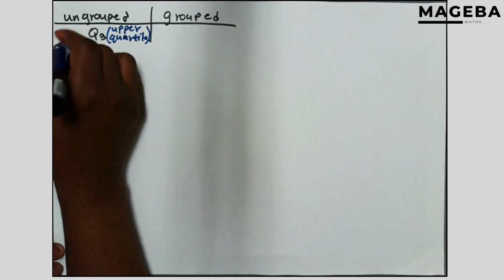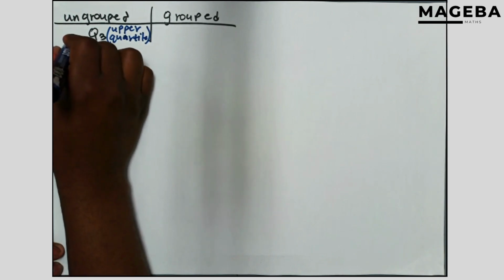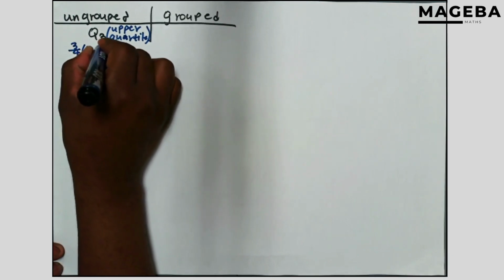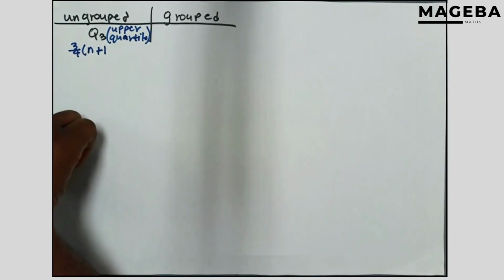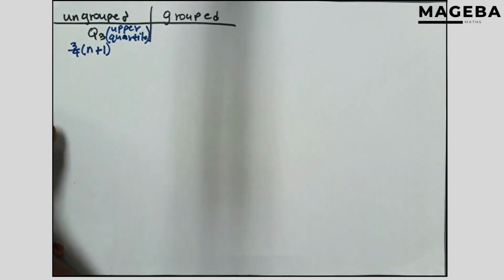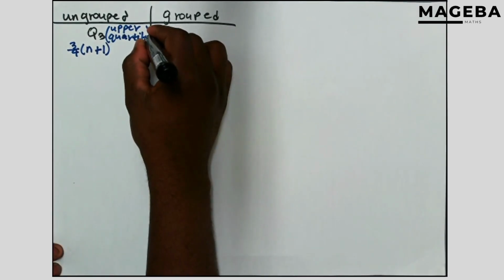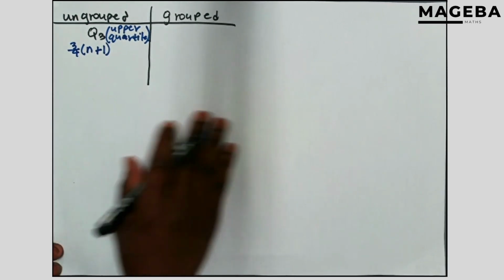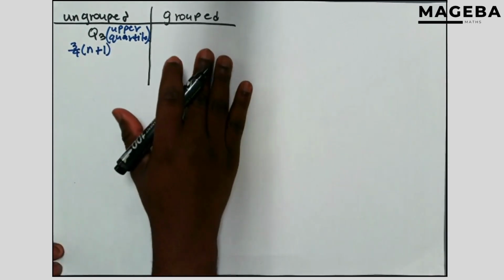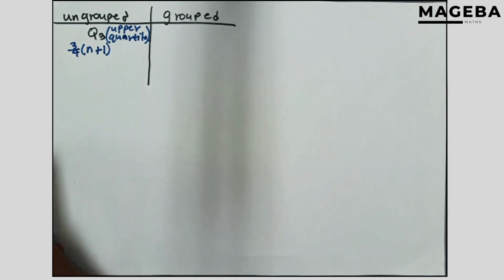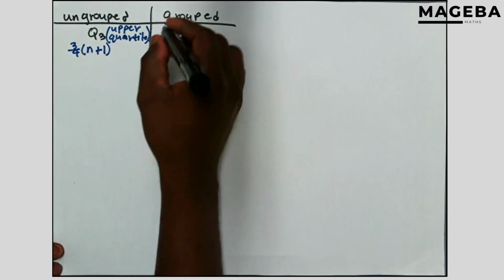Then how do we find Q3? Remember, on the ungrouped, it's 3 over 4 into n plus 1. That's how we find Q3 on the ungrouped data. Remember, the ungrouped data is data where they give you random numbers, but on the grouped data, it's where they give you a table.